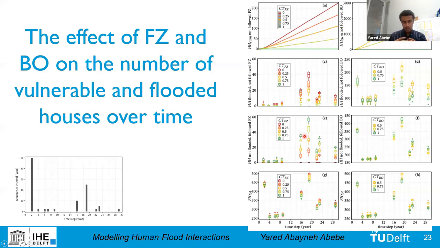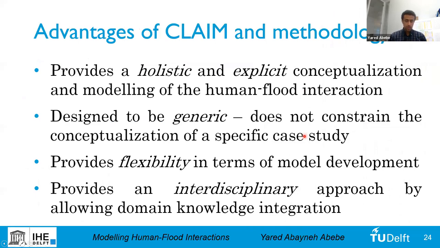So this shows that with these kinds of models, we can have a new kind of policy analysis system, a decision support system for flood risk management. If you need more examples, then I will point you to my thesis. Maybe I will show that at the end.